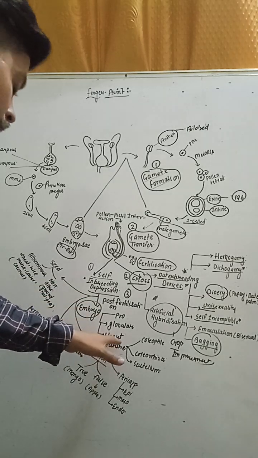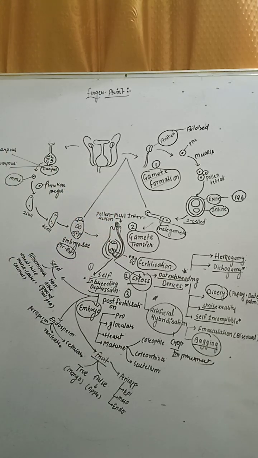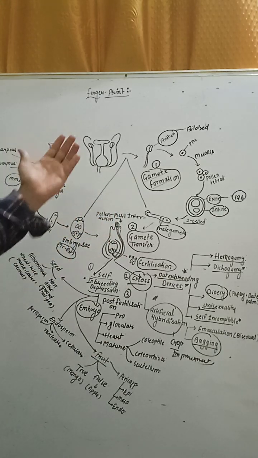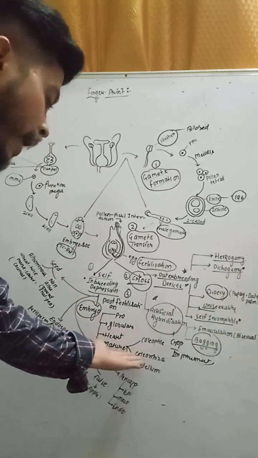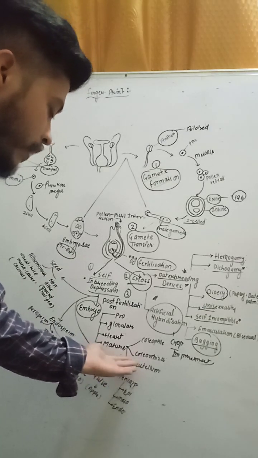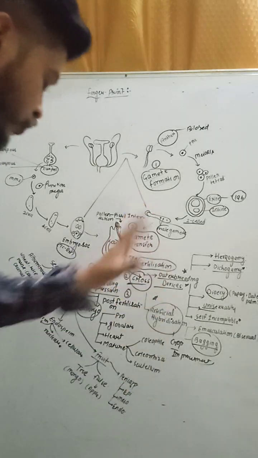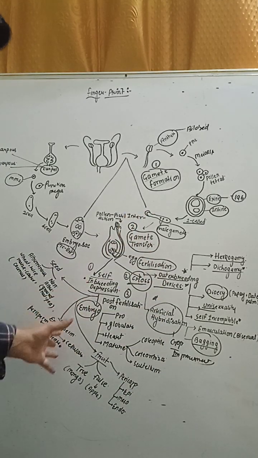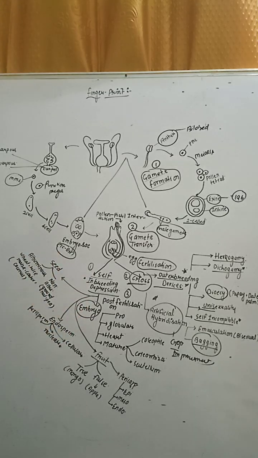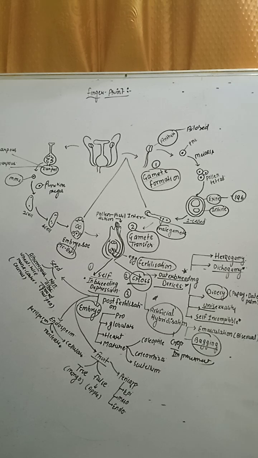So coleoptile is the region where the plumule is covered, above the cotyledon. Coleorhiza is below the cotyledon and is the sheath which covers the radicle. And scutellum is similar to the cotyledon in the monocot, providing nourishment. Clear to all? And this is the difference. This is the monocot embryo. After the embryo formation, there is seed formation. Seeds are generally of two types, albuminous seed and non-albuminous seed. Albuminous seeds are seeds in which the endosperm persists.